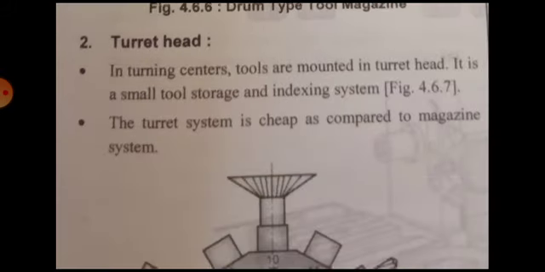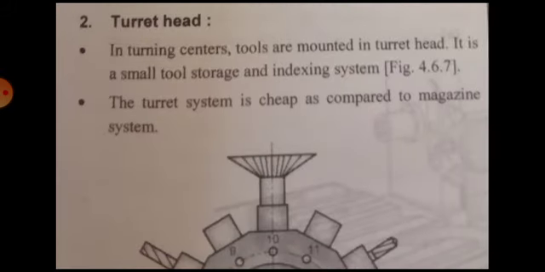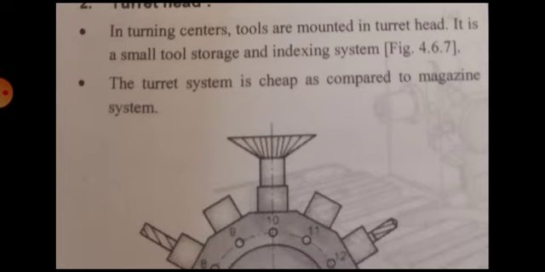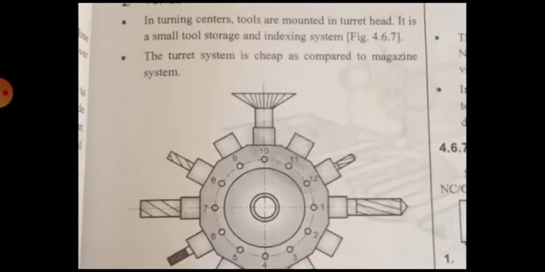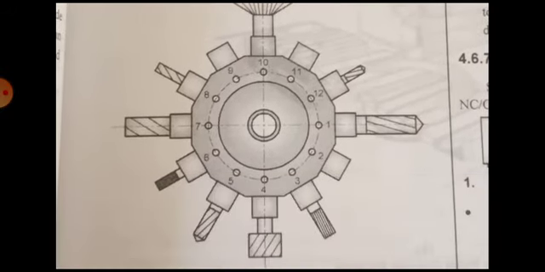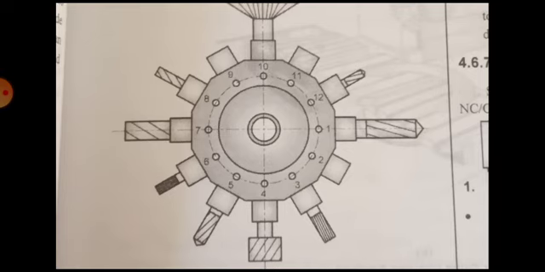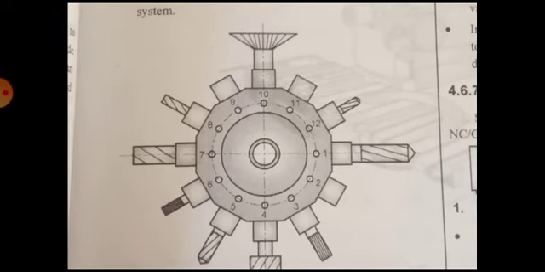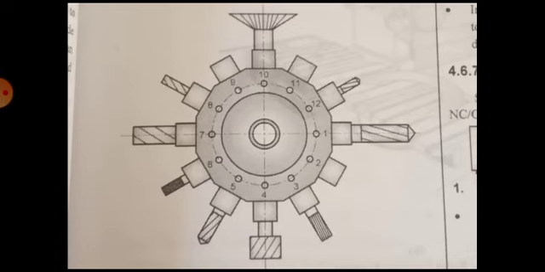Next one is turret head. In turning center, tools are mounted in the turret head. It is a small tool storage and indexing system. The turret system is cheap as compared to the magazine system. Here is the turret system. 12 tools are shown mounted on the turret head for performing different milling operations.